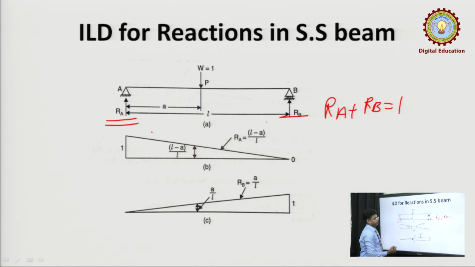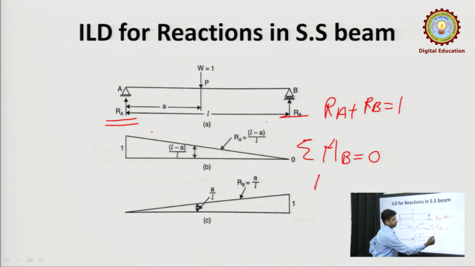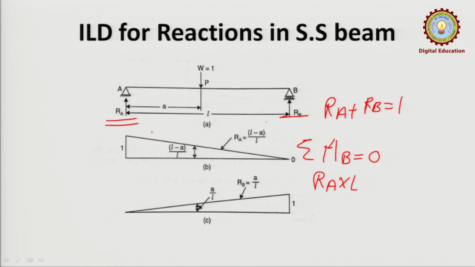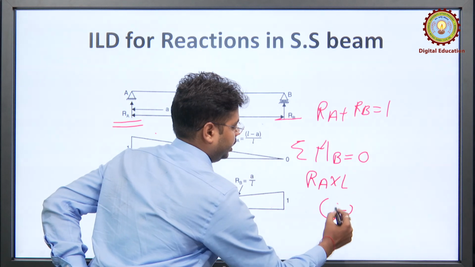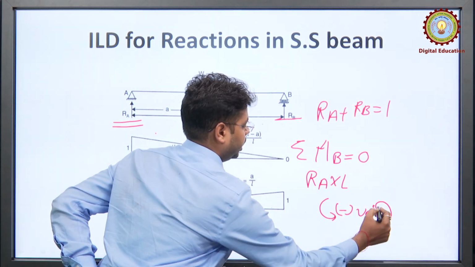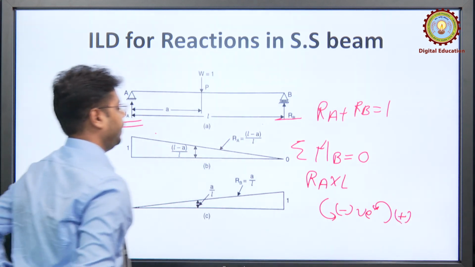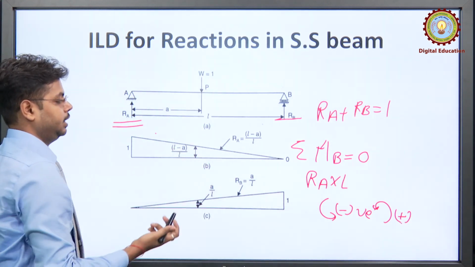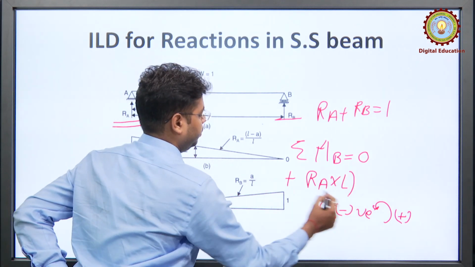First find RA. Take moment about B, sum of moments about B is equal to 0. Then how can we calculate RA? RA into span length L. Here we follow the sign convention: for anti-clockwise direction we take negative sign, and for clockwise direction we take positive sign. Here RA is going in the clockwise direction, so we will take positive sign.